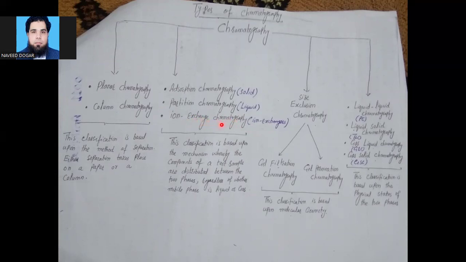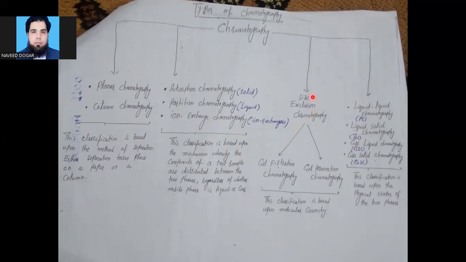Those ions which are strongly attached to the ion exchange resins get eluted later on, and those which are weakly attached to the ion exchange resins, or replaced weakly, are eluted earlier from the column. So basically, adsorption, partition, and ion exchange chromatography is a classification based upon the mechanism through which the components are being separated.